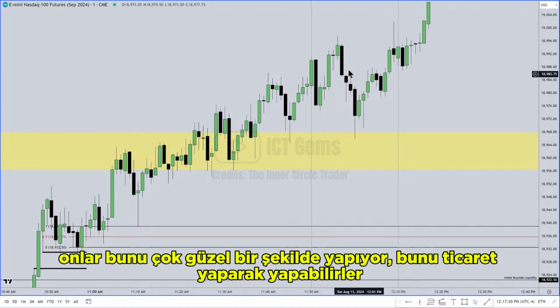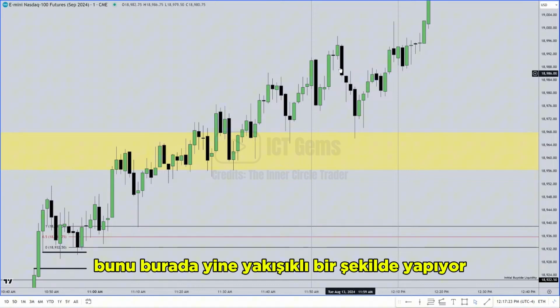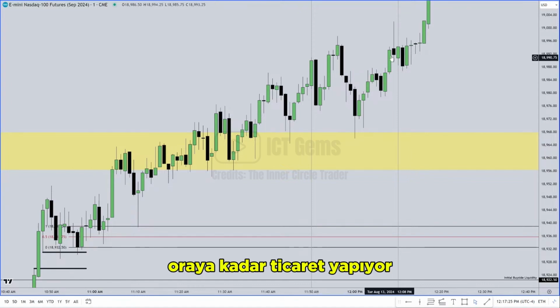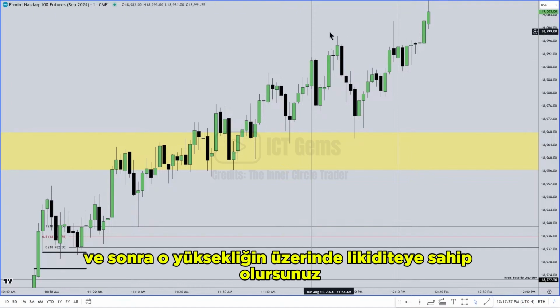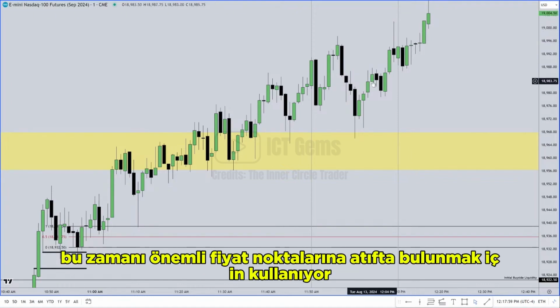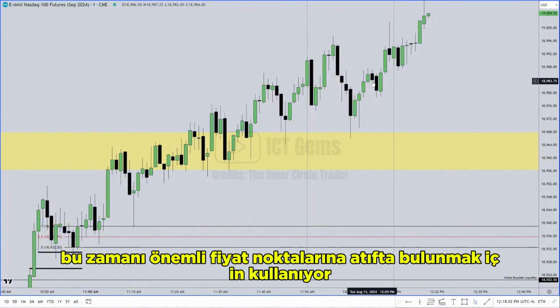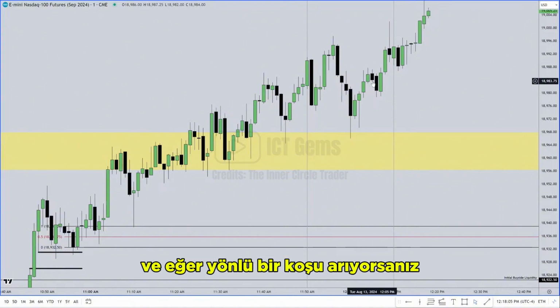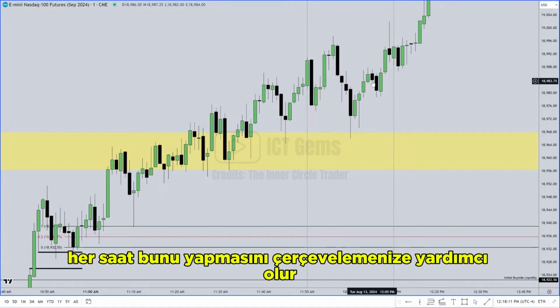It does that handsomely. It does this one here again handsomely. And you have all of this here. It trades up to that there. And then you have the liquidity above that high. So price is doing what? It's using this time to refer to key price points. And if you are looking for a directional run, it helps you frame that. Every single hour it does this.